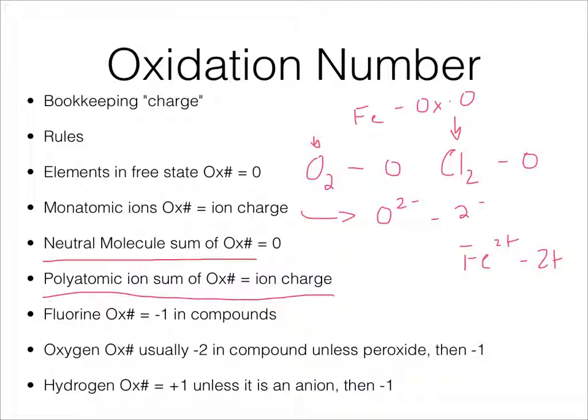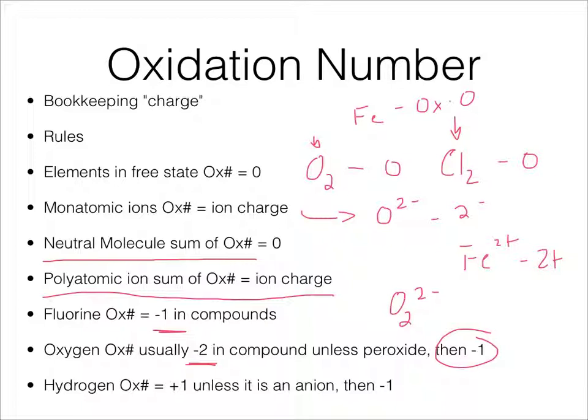And then we've got a couple of elements that we have to deal with. Fluorine, if it's in a compound, will always have a -1 oxidation state. Oxygen, if it's in a compound, is usually going to be a -2 unless we have a peroxide ion, in which case it's a -1. Which, you can think about it this way. The O2 2- ion, that's the peroxide ion. Each oxygen represents a -1. And hydrogen is a +1 unless it's an anion, in which case it's a -1.